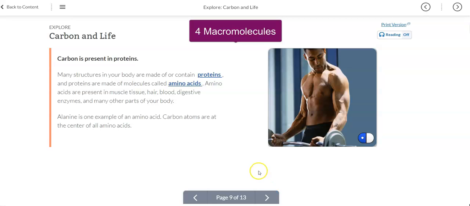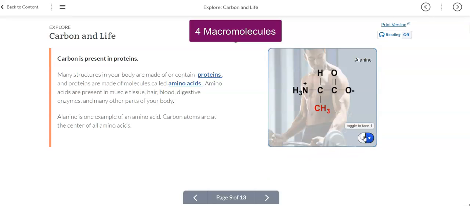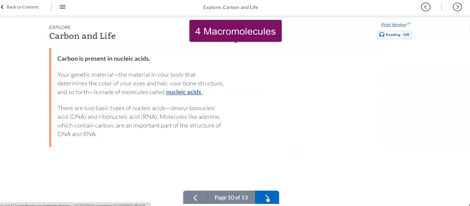Carbon is present in proteins. Many structures in your body are made of or contain proteins, and proteins are made of molecules called amino acids. Amino acids are present in muscle tissue, hair, blood, digestive enzymes, and many other parts of your body. Alanine is just one example of an amino acid. Carbon atoms are at the center of all amino acids.